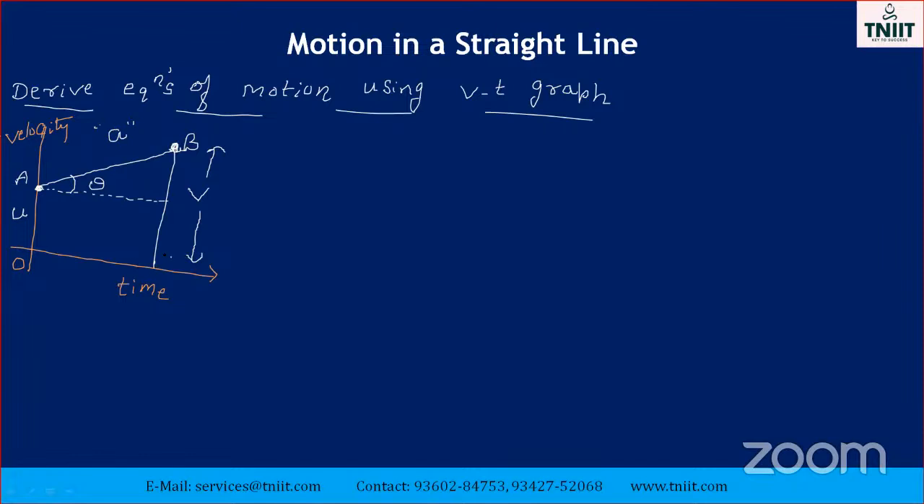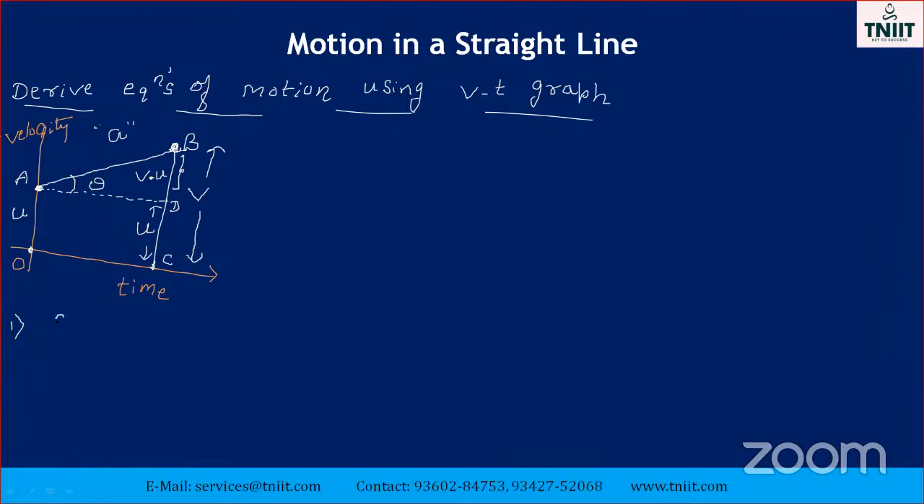Now, I will drop BC perpendicular to this and AD perpendicular to this BC. If O to A is U, then C to D will also be U. Then what is the remaining distance from B to D? B to D must be V minus U. Got it? Now, let me derive the first case.